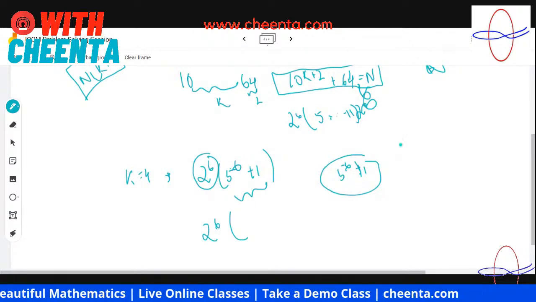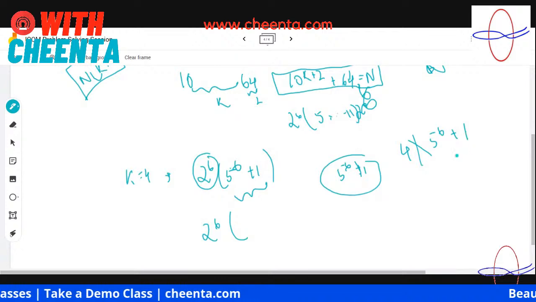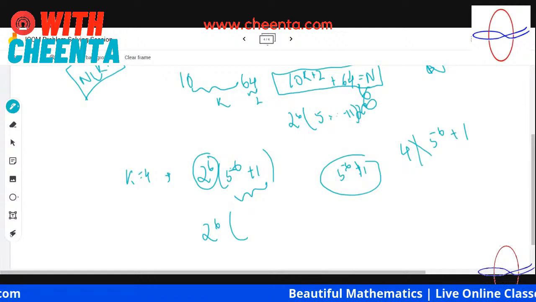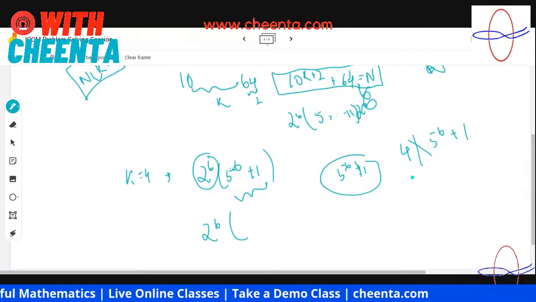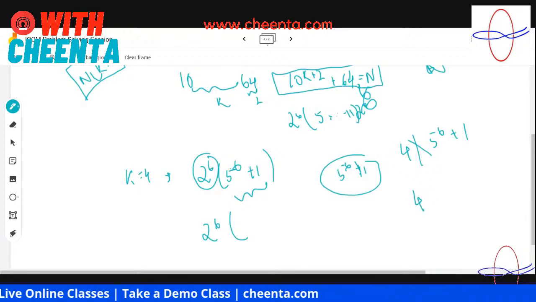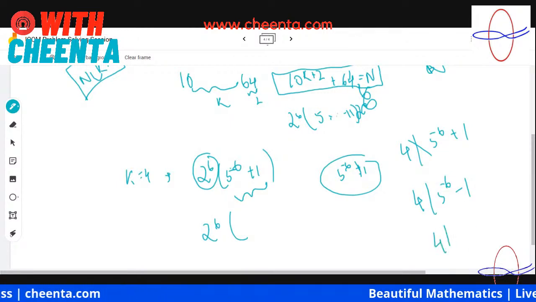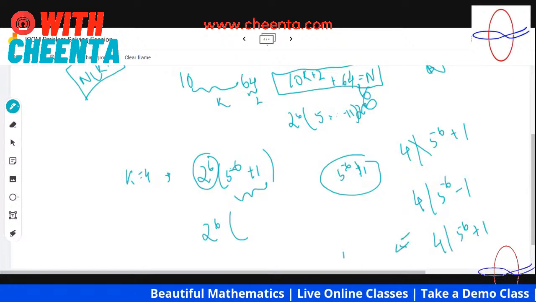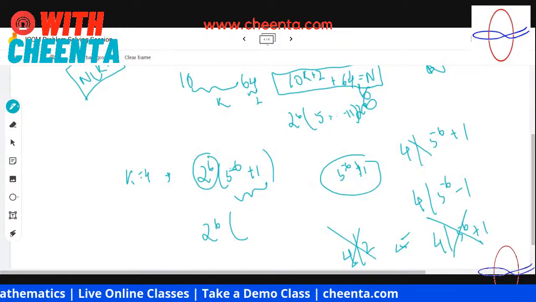Can you prove that 4 doesn't divide this? 4 does not divide 5 to the power 6 plus 1. Can someone prove it to me? It's really easy. Why doesn't 4 divide it? 4 divides 5 to the power 6 minus 1, right? Suppose 4 divides 5 to the power 6 plus 1. Therefore, it implies that 4 must divide 2, which is not possible. So 4 does not divide this.